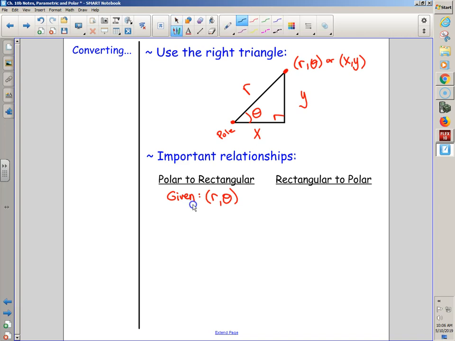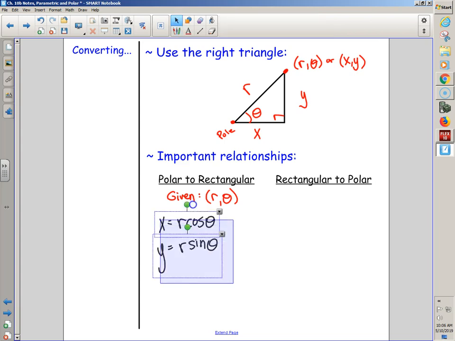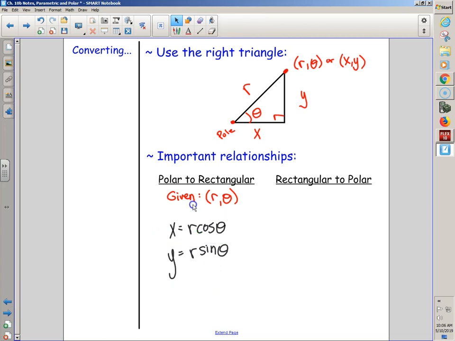If you're given r theta for converting points, you can use these formulas. Now it might be helpful not just to review your unit circle for where the angles are, but also who is cosine at, who is sine at for plugging in. But this is when you're going from a polar point to a rectangular point, and then you should be able to say from those formulas, oh, so that's my x and that's my y.